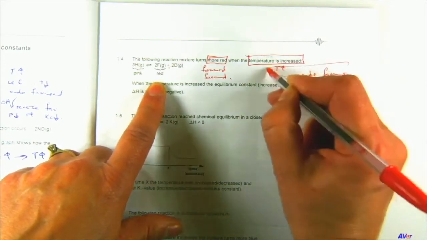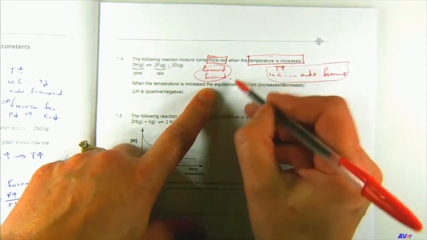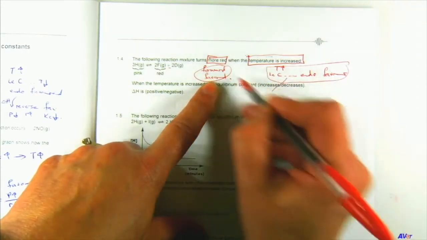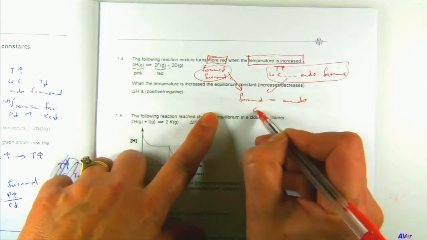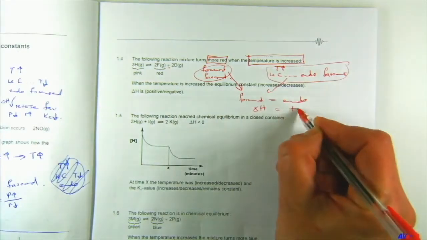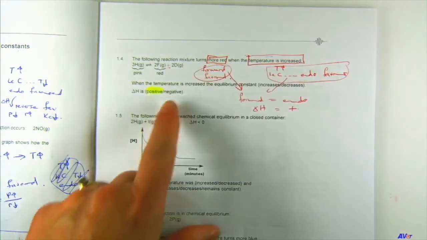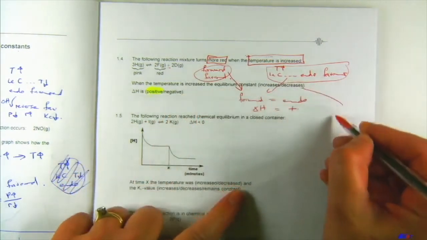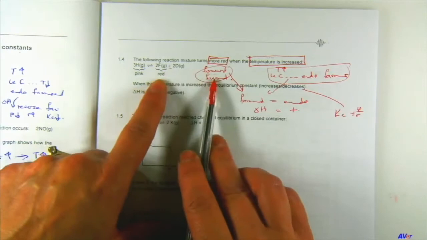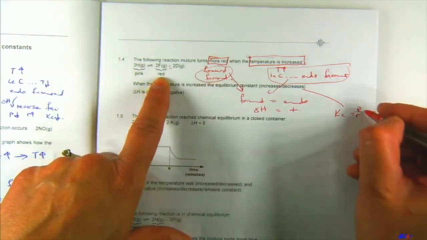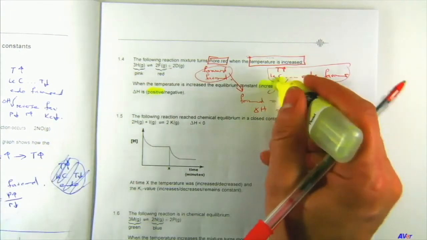So immediately you have two things about the same happening. So if forward is favored and endo is favored, then obviously forward is your endothermic. And that makes your delta H positive. Right, so that was positive. Okay, and they're also asking you, when the temperature is increased, what's happening to the Kc value? Kc is products over reactants. If it's more red, it tells you the forward reaction is favored. You've got more products, less reactants, bigger Kc value. So the Kc value increased.